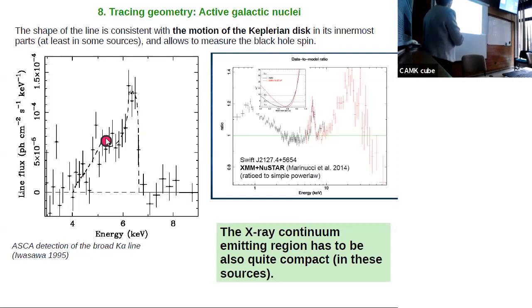In addition, if you look at the shape of this K alpha line, it is consistent, at least in selected sources, with the Keplerian motion of the disk. Because this Keplerian motion of the disk depends, in general, if you use a rotating black hole, on the spin, you can try to measure the black hole spin using the shape of the K alpha line. This is an older example, many, many years old, from the Japanese satellite ASCA. This is XMM-Newton data. Honestly, somehow not much better, right? So I think we really have to wait till Athena is flying to get much, much better spectra.